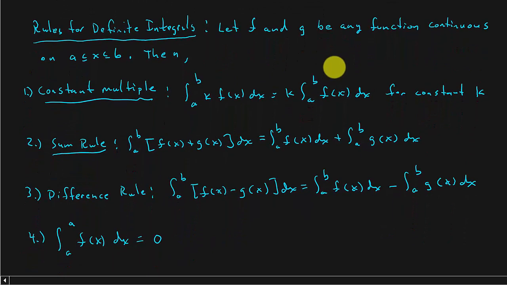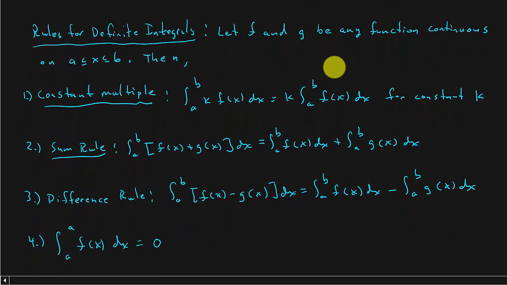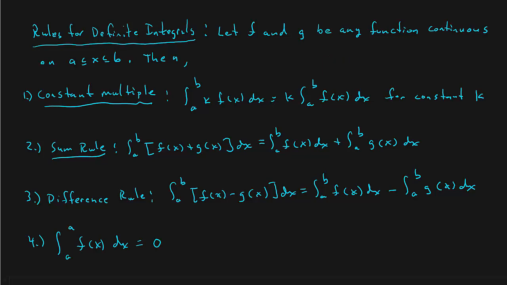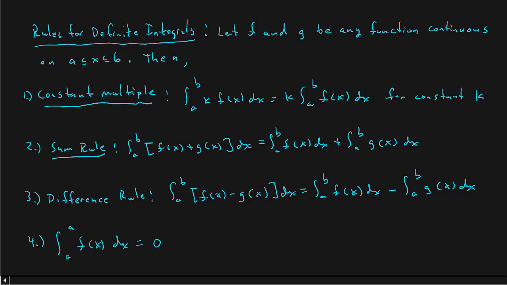Rules for definite integrals. Let f and g be any function continuous on a to b. Then we have the constant rule, which says the integral from a to b of k times f of x dx is equal to k times the integral a to b of f of x dx. So what this is saying is we can just take the constant and pull it outside the integral. And we did that earlier in a problem. And then we've got the sum rule and the difference rule, just saying if we're adding or subtracting, we can split it up and integrate each term.